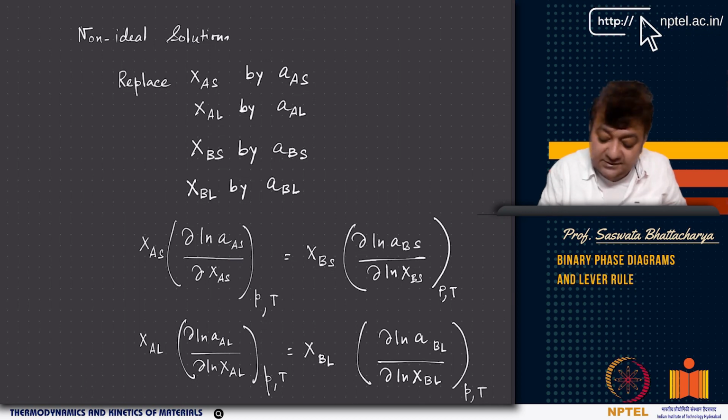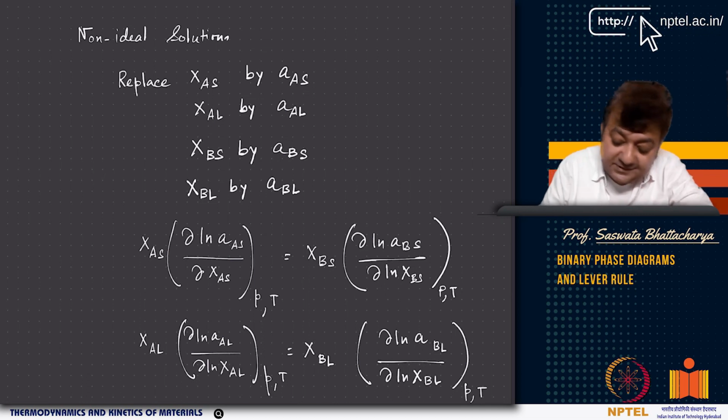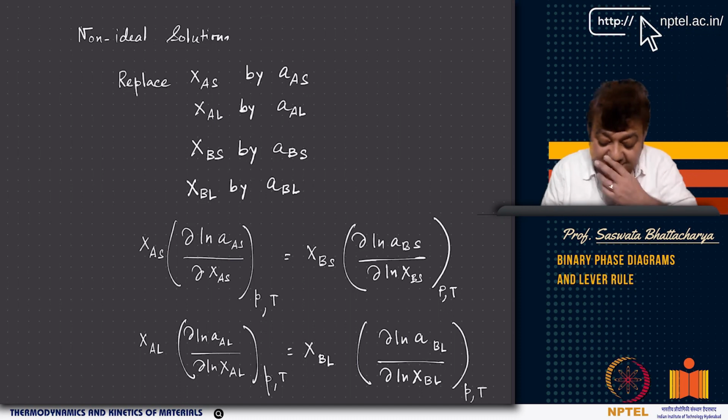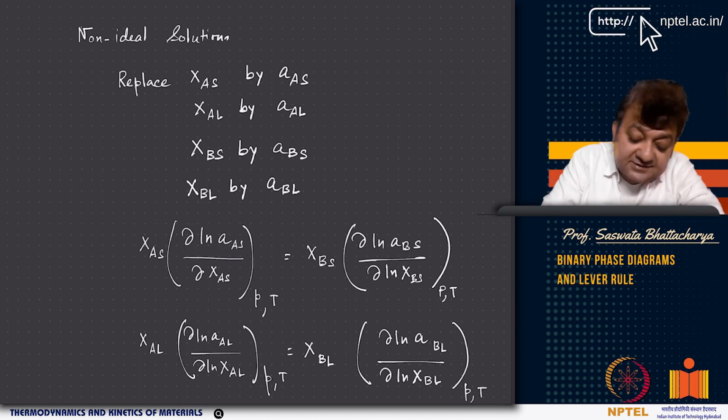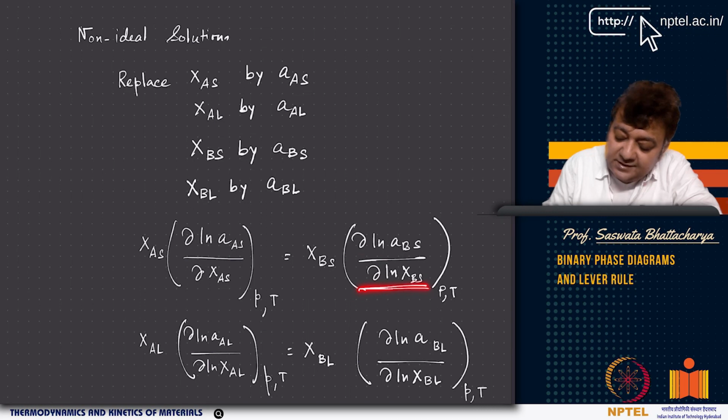Now you have this relation that you can write, del ln AS by del XS. This comes from the Gibbs-Duhem relation. If you write this equation keeping pressure and temperature fixed, you have to make sure that pressure and temperature are fixed. You can write del ln AAS by del XAS and del ln ABS by del XBS, with XAS and XBS. This is for the solid, and you can also write this for the liquid.